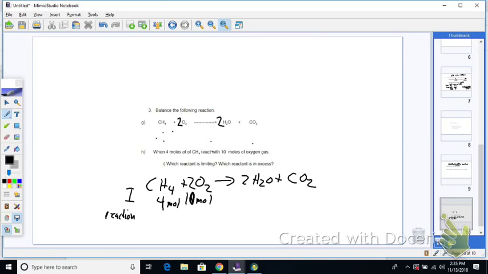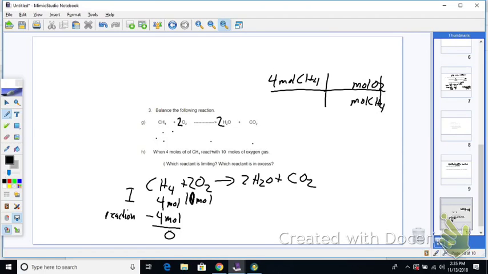So here's what we're going to do. We're going to say minus 4 gives us 0. Okay? Then we're going to take that 4 moles of CH4. And over here we're going to put moles of CH4, and up here we're going to put moles of oxygen. And the ratio is 1 to 2. So that tells you need 8 moles of oxygen. So over here I'm going to put 8 moles of oxygen.